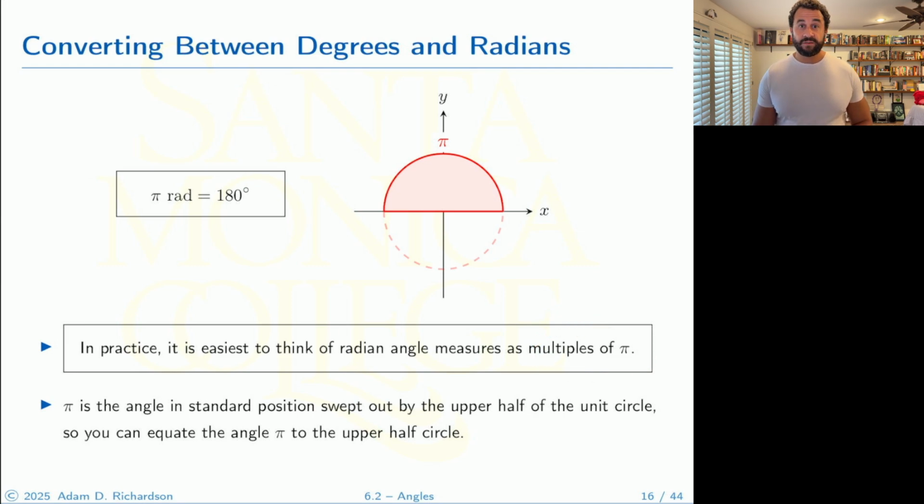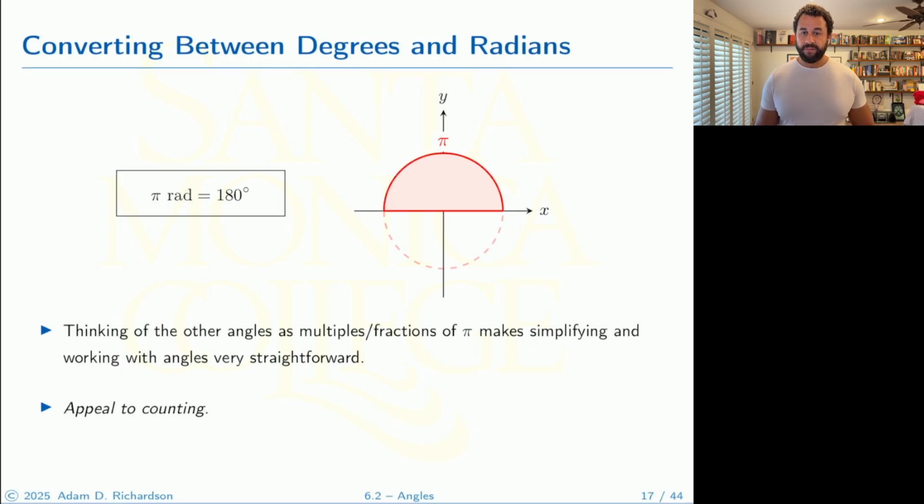And we've been setting you up for this since chapter 1, but all these other radian angle measures, you can think of them as some fraction or some multiple of this angle pi. You're going to see what I mean in just a minute. Pi is the angle in standard position swept out by the upper half of the unit circle. So you can equate the angle pi with this upper circle right here. This is the angle pi.